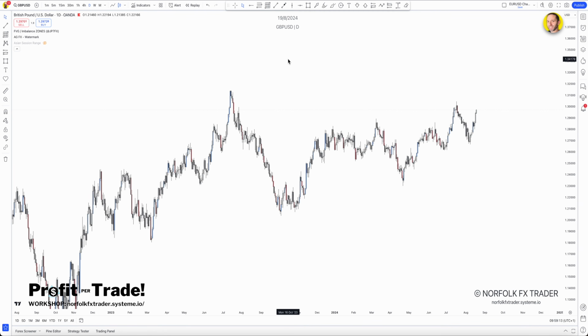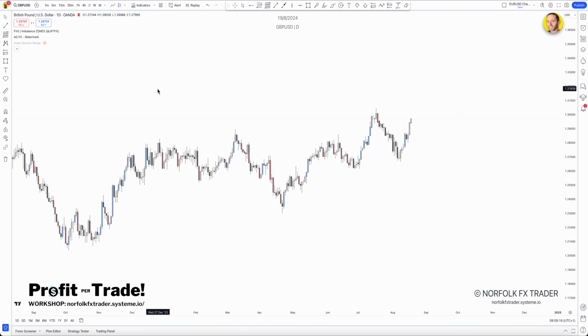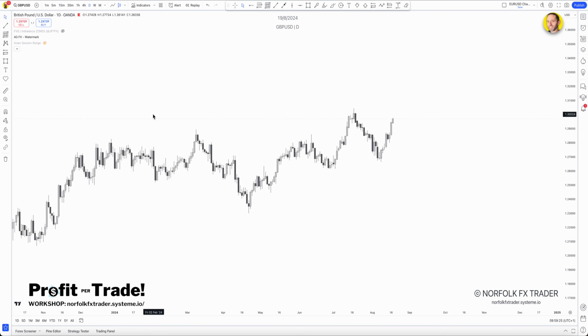Now, on the pound US dollar, on a daily time frame, we previously went through understanding those imbalances for order flow. But today we're going to use mainly the supply and demand zones and how you'll be able to use this to find that order flow.